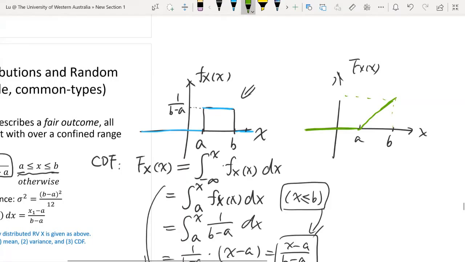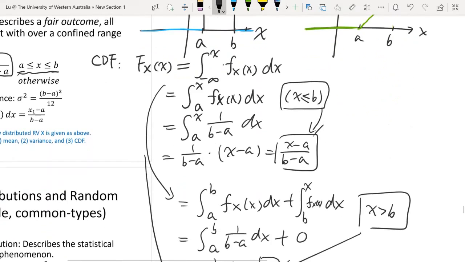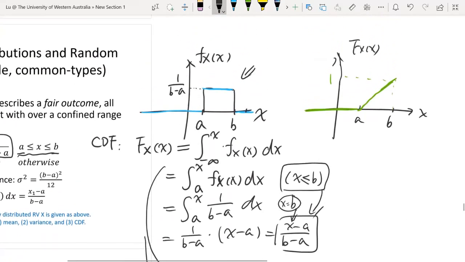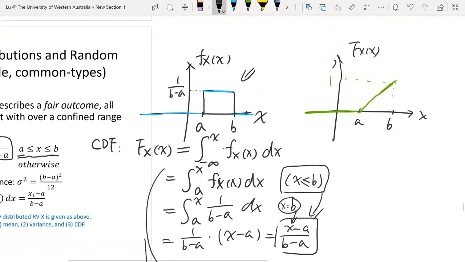The endpoint will be 1. Why is the endpoint 1? See here, if x is equal to b, the result will be 1. And then from b forward, you get a constant flat curve, equal to 1. Now we have already known the PDF and CDF for a uniformly distributed random variable, and the patterns are very special.